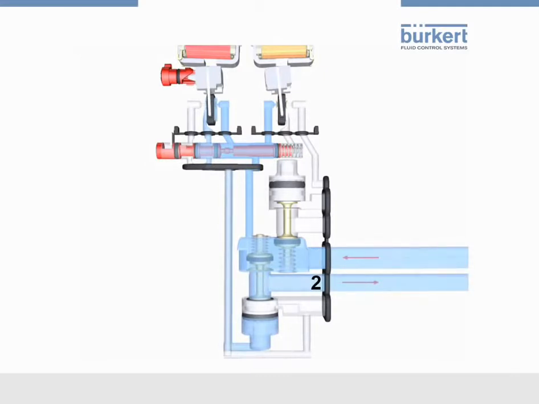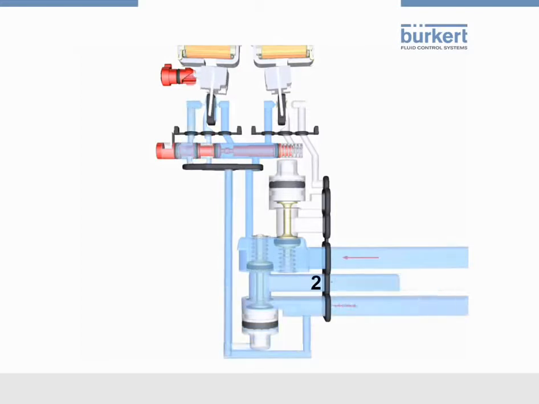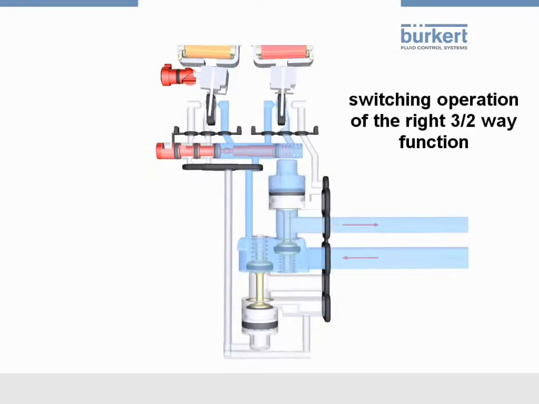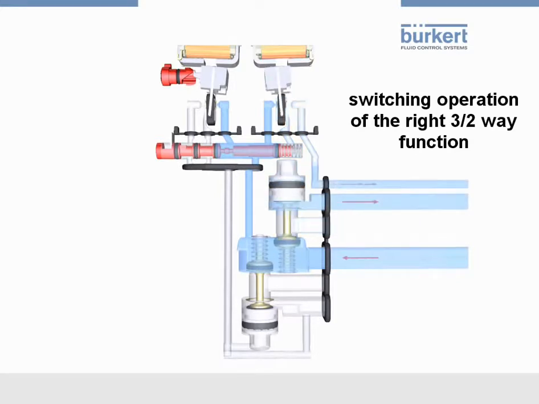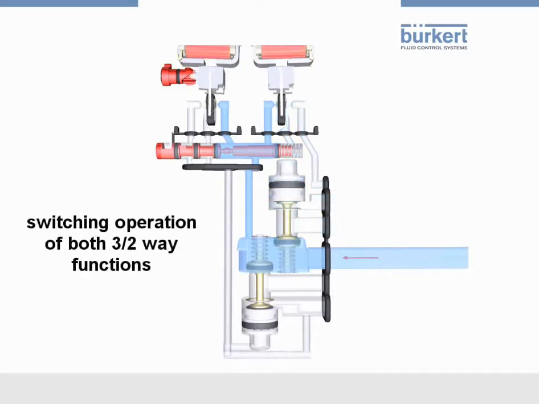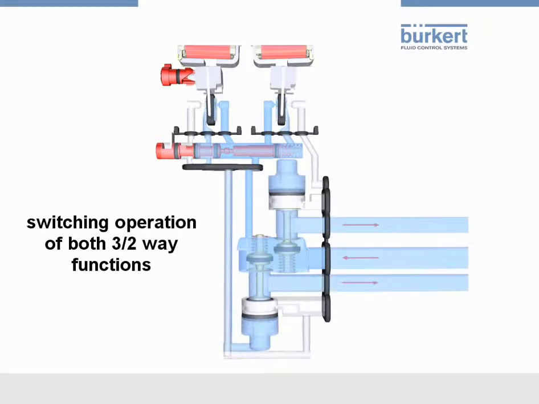Channel 2 is the working port where, for example, a process valve can be connected to. Closing starts when the servo-assisted valve is switched off. The piston in the main valve goes back to the start position by the power of the spring. The compressed air is vented from channel 2 via the air outlet channel 3 to the atmosphere. Similar to this switching operation, the switching of the right 3-2-way function works as well as the switching at the same time of both 3-2-way functions.